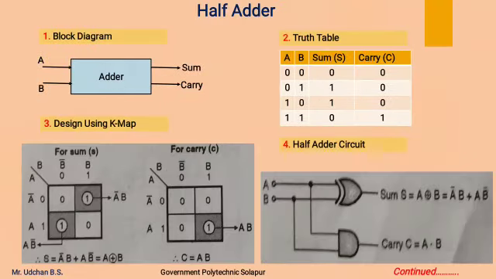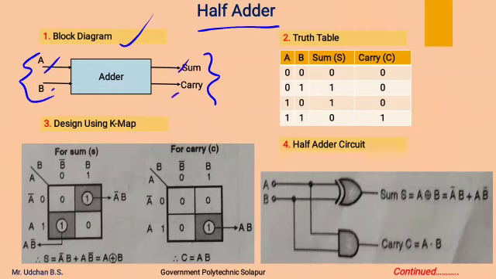First one we will see is the half adder. This is the block diagram of the half adder, which has these two inputs and these two outputs. Inputs are A and B, outputs are sum and carry. This is the truth table of the half adder, which consists of input variables A and B and output variables sum and carry.